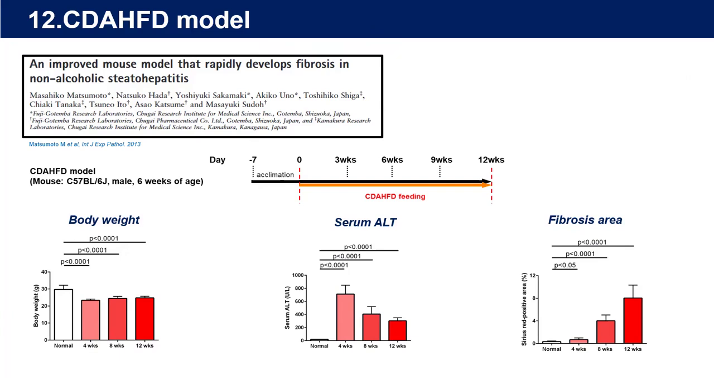Furthermore, because the study period is relatively short and reproducibility is high, it is a model that is easily handled in practical applications. As shown in the slide, the progression of fibrosis can be clearly confirmed using indicators such as increase in the area of fibrosis, elevated serum ALT, and changes in liver weight. Thus, the ability to reliably evaluate severe fibrosis over a relatively short period is a key feature of this model.